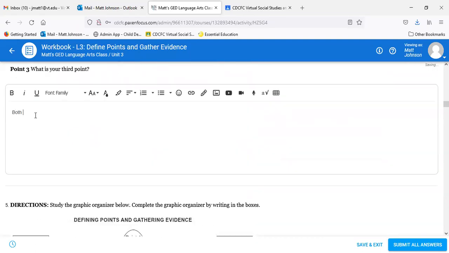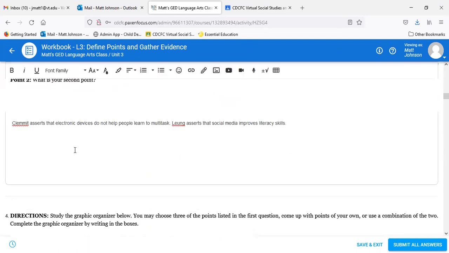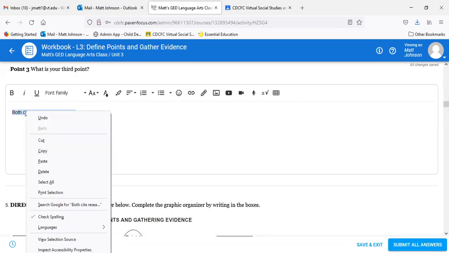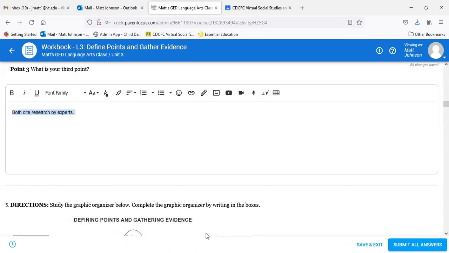Can we say research? Yes, they both cite research. Say research by experts. Okay, I'm in the right spot, right? Yeah. So we can compare from time to time. Put that in the chat.